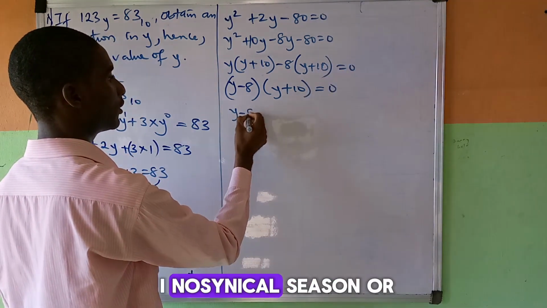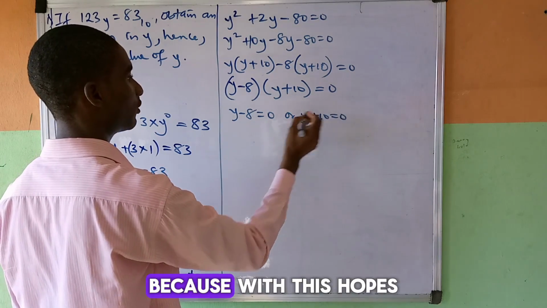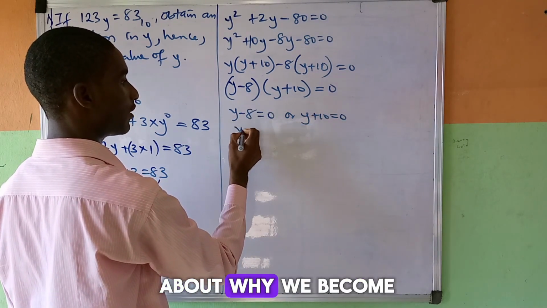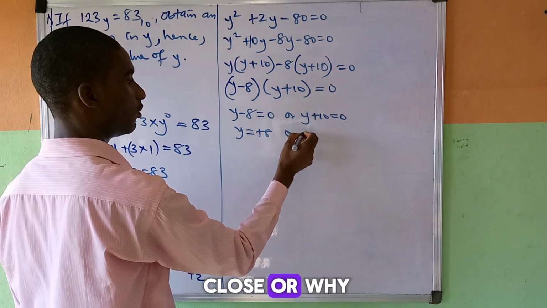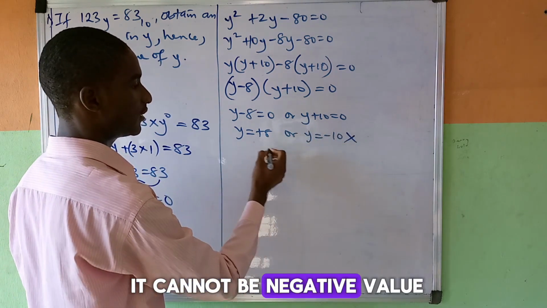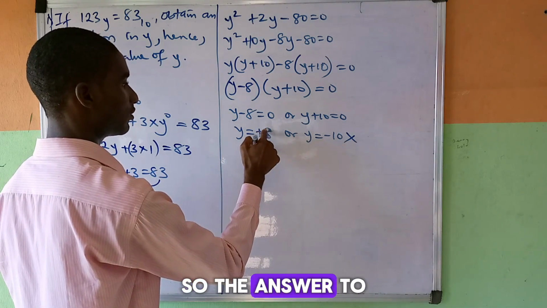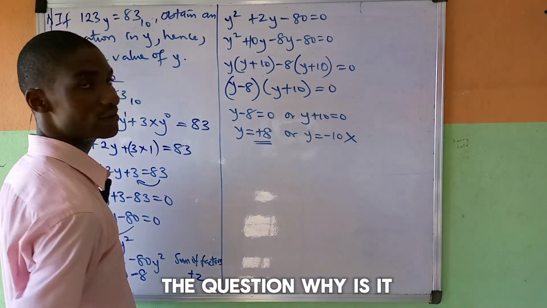Alright, so y minus 8 equals 0 or y plus 10 equals 0. If this moves over, y will become plus 8 or y becomes minus 10. It cannot be a negative value, so our y is equal to plus 8. So the answer to the question, y is 8.